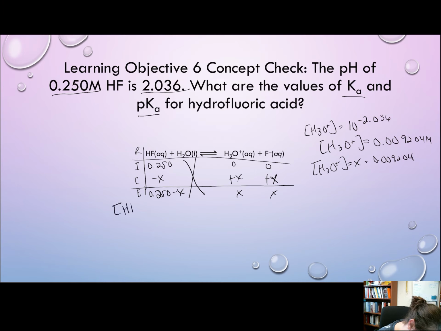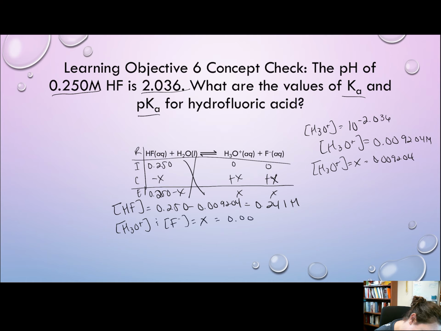So we can put this in for each of our concentrations. So HF is equal to 0.250 minus 0.009204, which gives us 0.241 molar. And then our hydronium concentration and our F minus concentration are both equal to X, which means they're equal to 0.009204 molar.